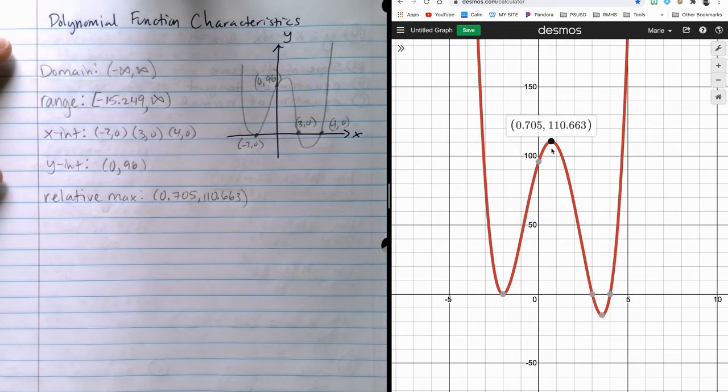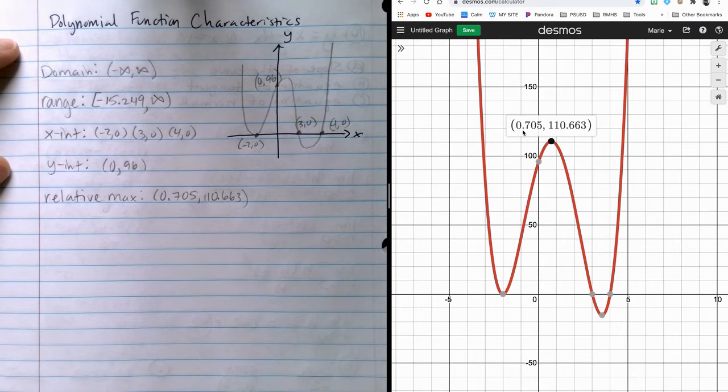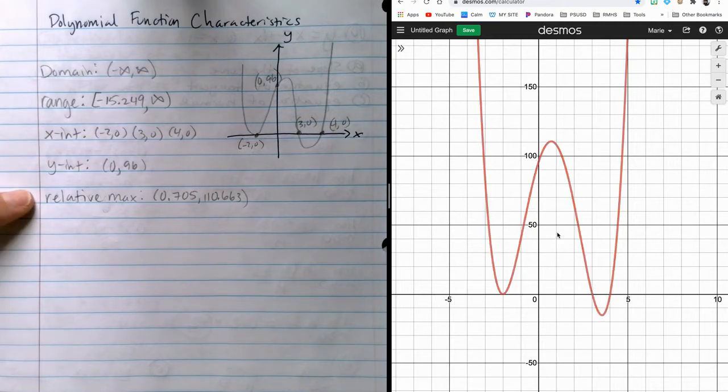What is the relative maximum? The relative maximum is 110.663. When does it happen? It happens when x is 0.705. Now, are there any other relative maximums? Are there any other high points that could exist here? And the answer is no.